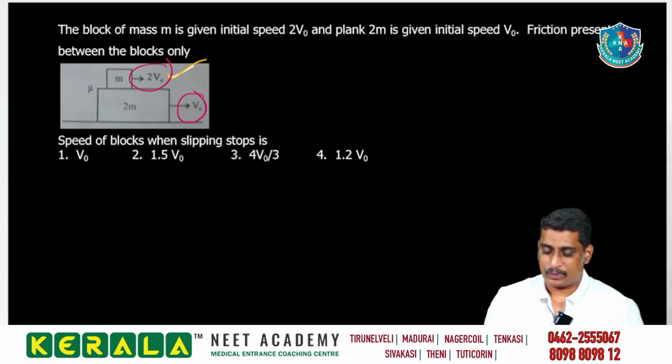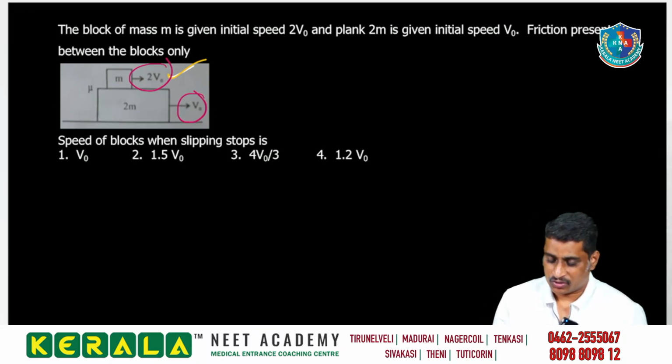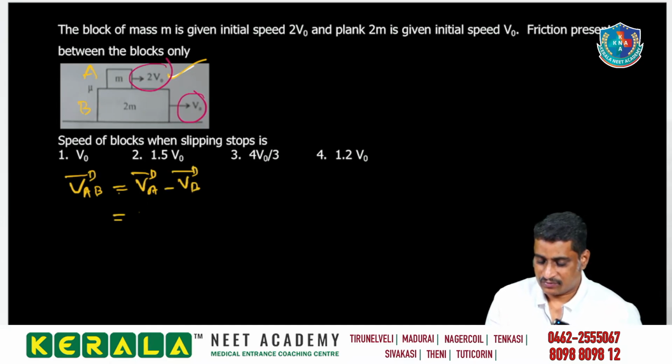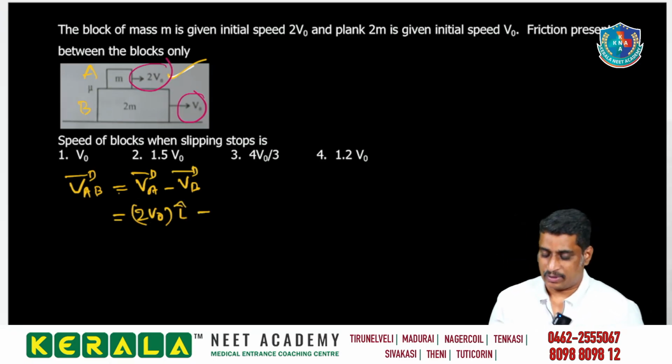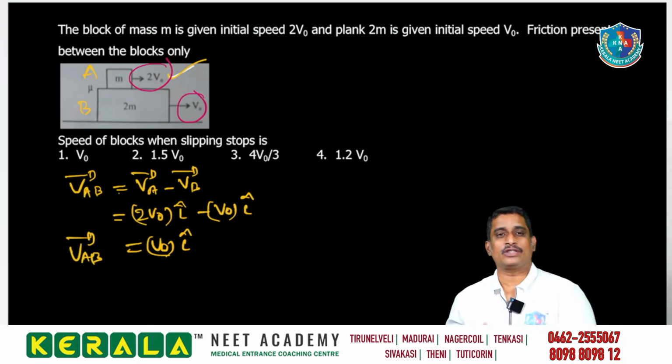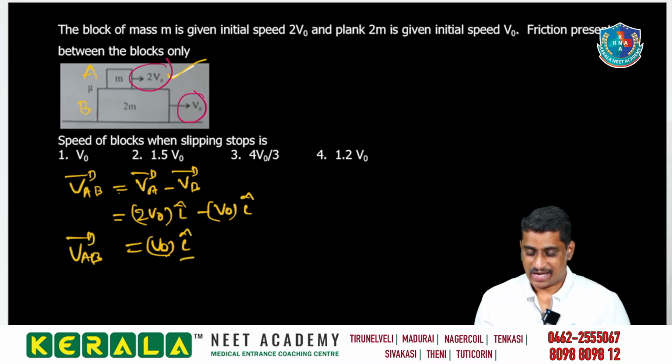So the velocity of the upper block with respect to the lower block will come out to be, say for example, we name the upper block as A and the lower block as B. The velocity of the upper block with respect to the lower block will be equal to VA bar minus VB bar. The velocity of the upper block is 2v0 i cap, minus the velocity of the lower block, which is nothing but v0 i cap. This is v0 i cap. The velocity of the upper block with respect to the lower block is along positive x-axis.